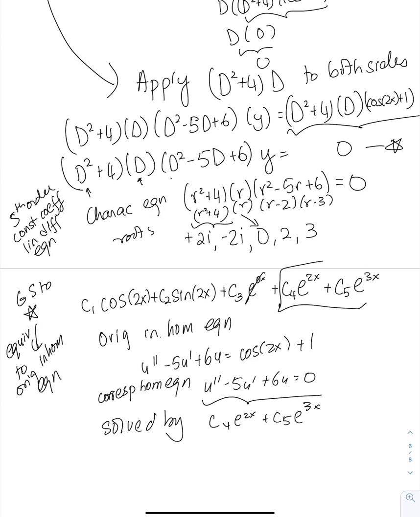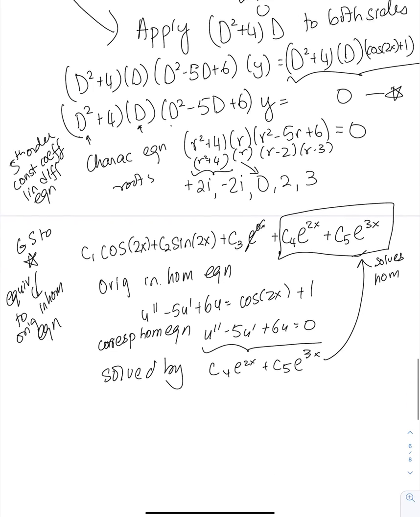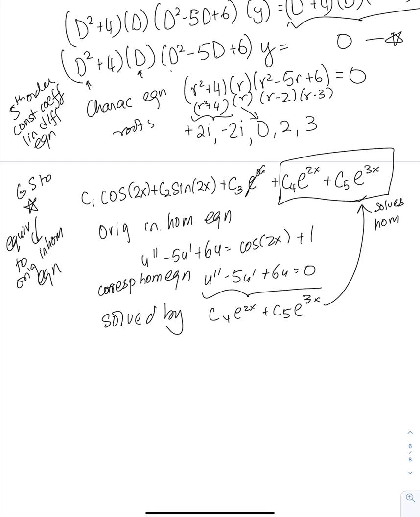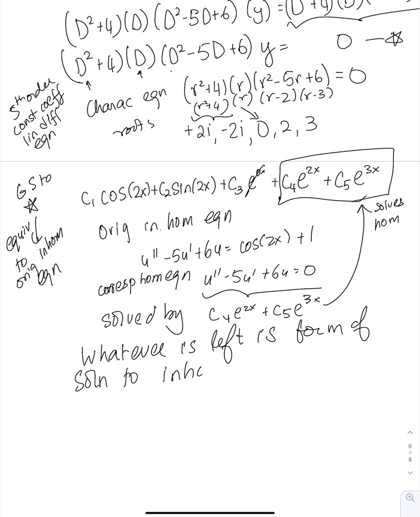So this part right here solves the homogeneous. Whatever is left behind is the form of solution to the inhomogeneous: C1 cosine 2x plus C2 sine 2x plus C3.